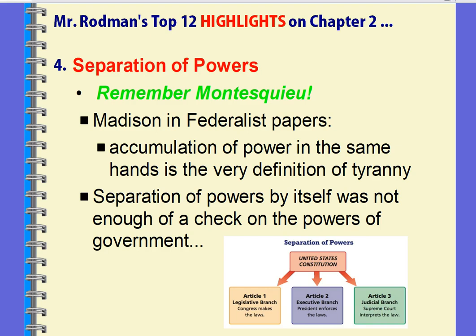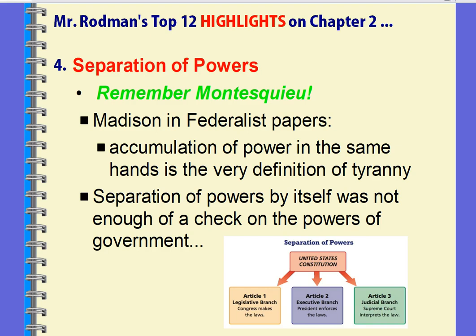The separation of powers. Remember, Montesquieu talked about this, the importance of making sure that government didn't come between the natural rights and the people, but making sure that social contract that Locke would talk about made sure that if government was going to fulfill a purpose, that they had separate powers to keep any one branch from becoming more powerful than the other.